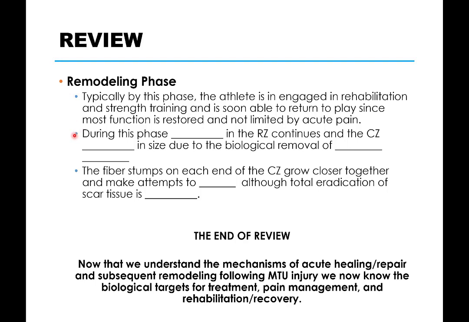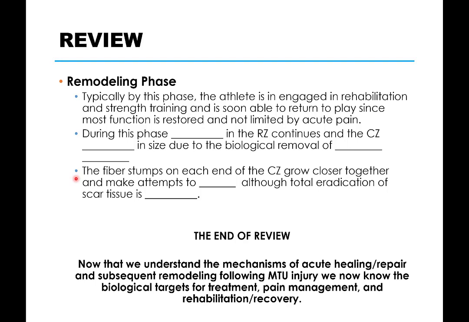During this phase, regeneration in the regeneration zone continues, and the central zone reduces in size due to the biological removal of scarred tissue. The scar tissue, in other words, is condensed by the regenerating and thus growing fiber stumps. The fiber stumps on each end of the central zone grow closer together and make attempts to interlace, although total eradication of scar tissue is unlikely. This is especially the case with higher grade strains and the presence of fibrosis.